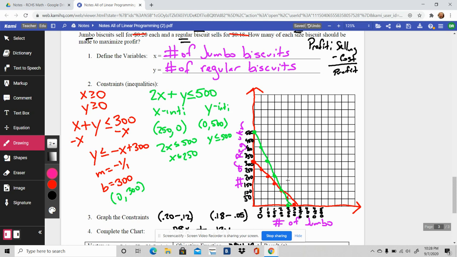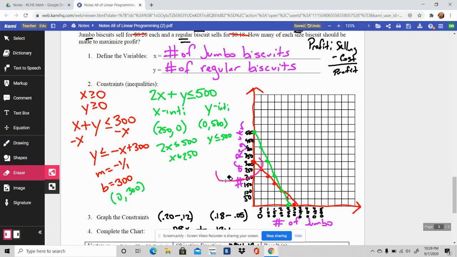So we need to figure out where all of our shading is going to overlap. We have this area down here that's below both of our lines. We have this small triangular region right here. We have this unbounded region up here. And then we have this triangular region right up here. We need to figure out which of these is the feasible region. You can use test points, or you can also do something else.